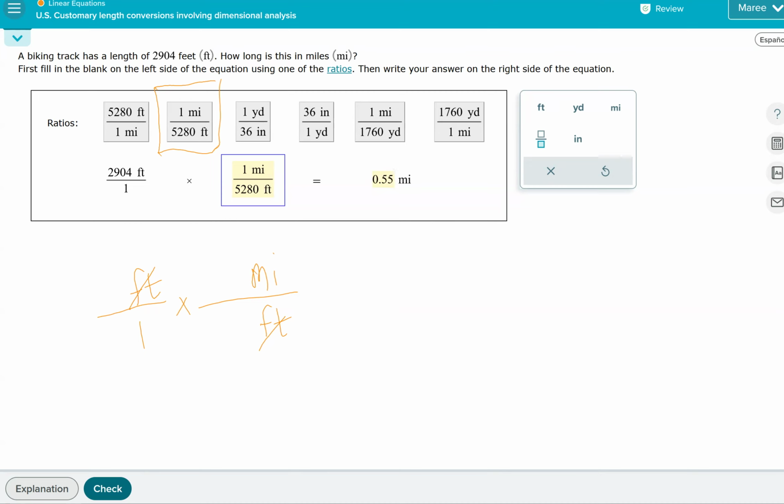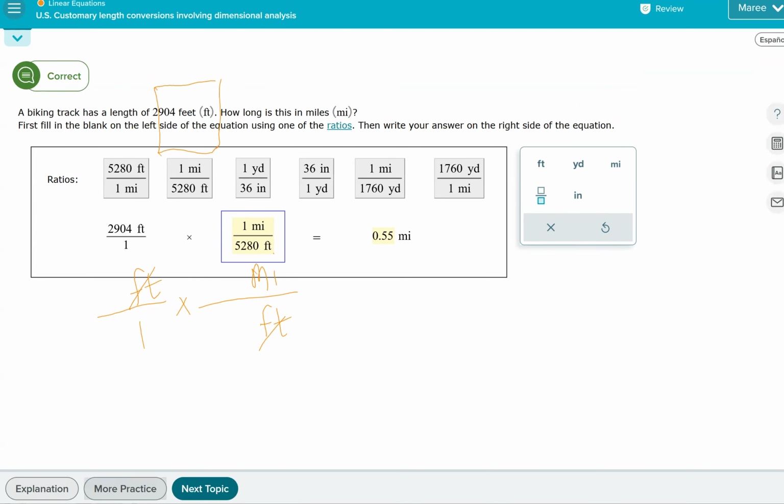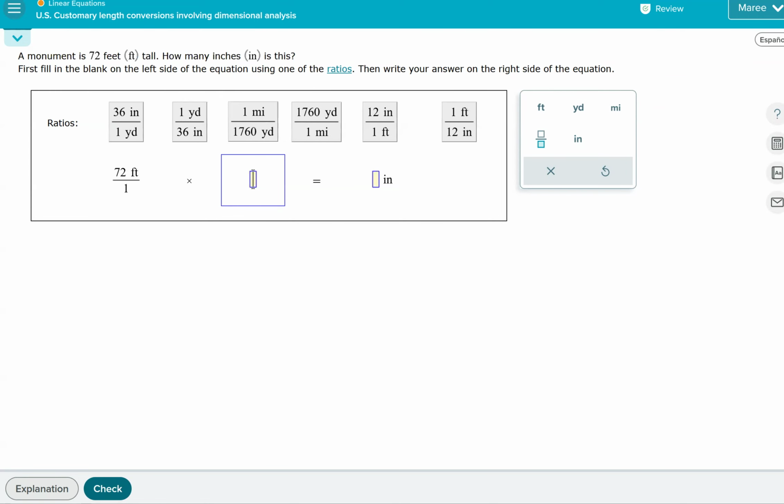So one thing that I automatically did is I know that 5,280 feet is in 1 mile. Since we only have 2,904 feet, I know that we're going to have less than a mile. So because I got a decimal, I'm feeling really good about it, that's probably correct. So I kind of like to see, does it sound like we did it right? Like what we got, does it work?